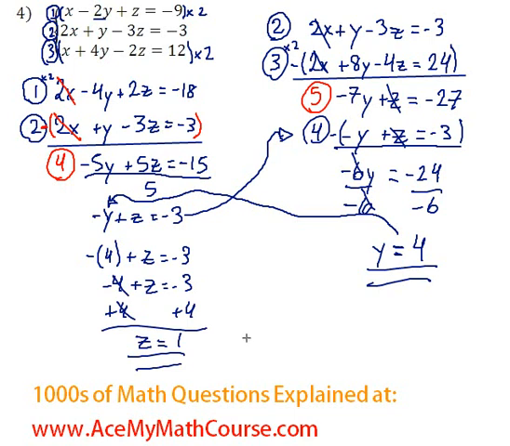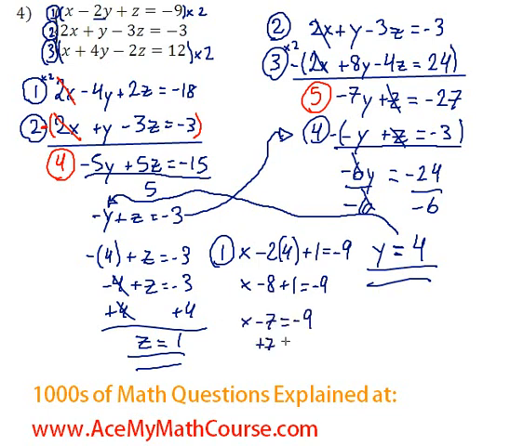Great. Now we're just missing x. And to find x, I will plug both z and y into equation number 1. So equation number 1, x minus 2y, and y is 4, plus z equals negative 9. So x minus 8 plus 1 is negative 9. Negative 8 plus 1 is negative 7. I can add 7 to both sides of the equation. And x is equal to negative 2.